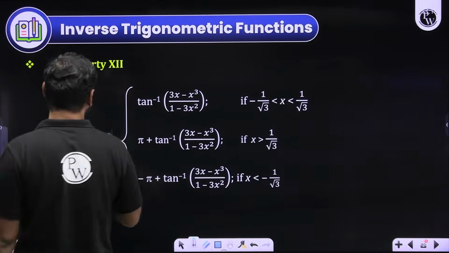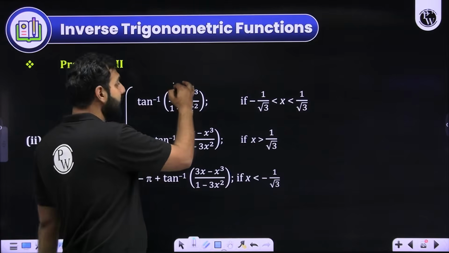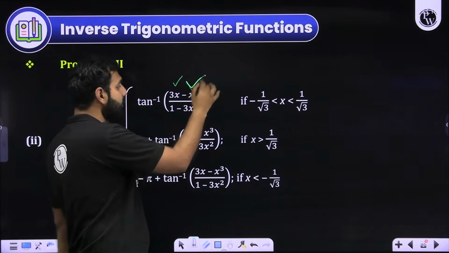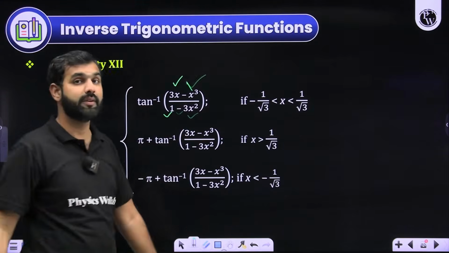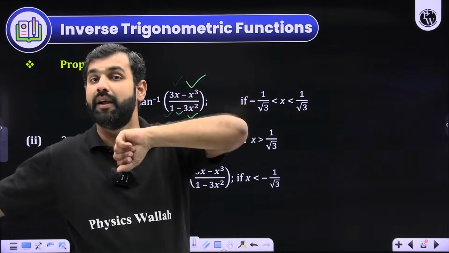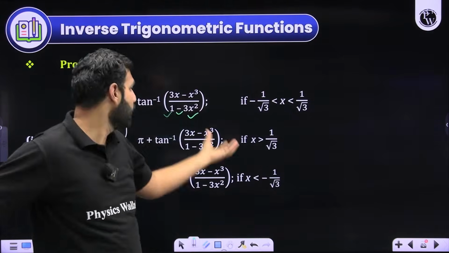I hope you remember tan 3 theta. What was tan 3 theta? 3 tan theta minus tan cube theta upon 1 minus 3 tan square theta. Do you remember that? S1 minus S3 upon 1 minus S2. That exactly is what is happening over here.